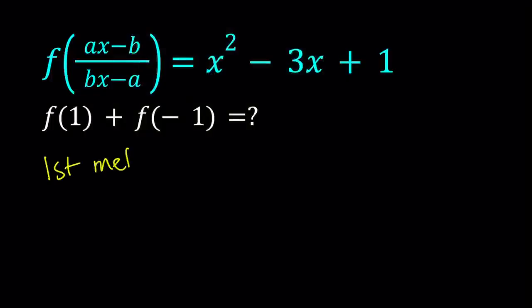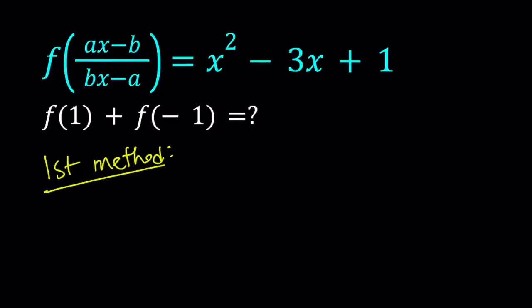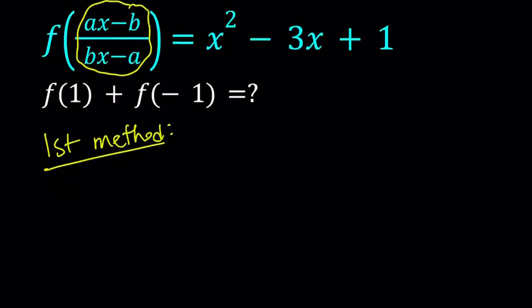And here, of course, we do need some conditions, like bx − a should not be equal to 0, and so on and so forth. So certain things need to be satisfied for a and b in order for this function to be well defined. My first method involves substitution. And I want to get f of x, f of something. So I'm going to set that rational expression equal to z.